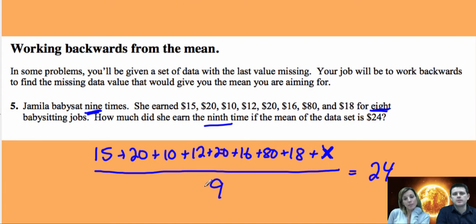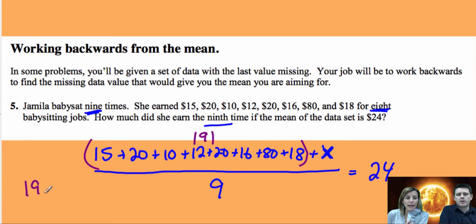So we need to add up what we know so far. We have something plus x, but we need to go ahead and add up the 8 numbers that we do know. Think of some of the problems we just got done with in geometry, where we would do some of the work on one side of the equation when we're finding the area of a triangle or whatever it is. Same thing here. Do the math that you can do. So that's 191. So I'm going to rewrite it: 191 plus x, and then it's going to be divided by 9, is equal to 24.